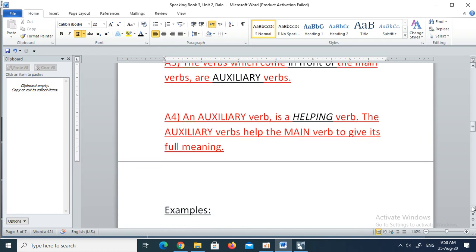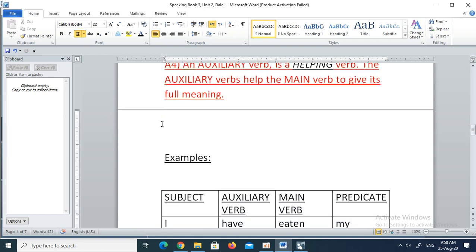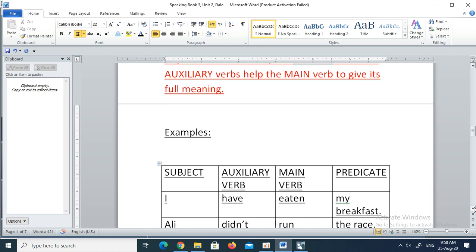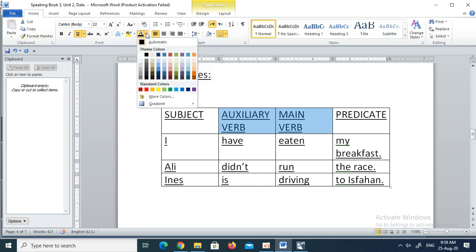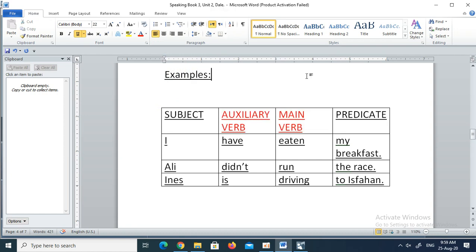If we look at these examples, I have eaten my breakfast. Eaten is the main verb. The auxiliary verb is have. So eaten comes last in the sentence. It is the main verb, and the main verb comes last. And the auxiliary verb comes in front of it. I have eaten my breakfast. And that is the normal pattern, that the auxiliary verb will come in front of the main verb.